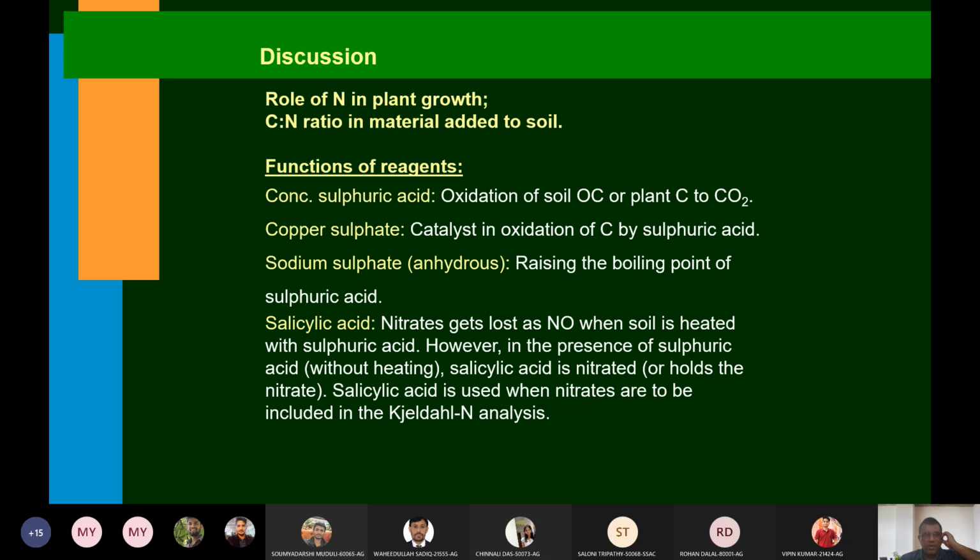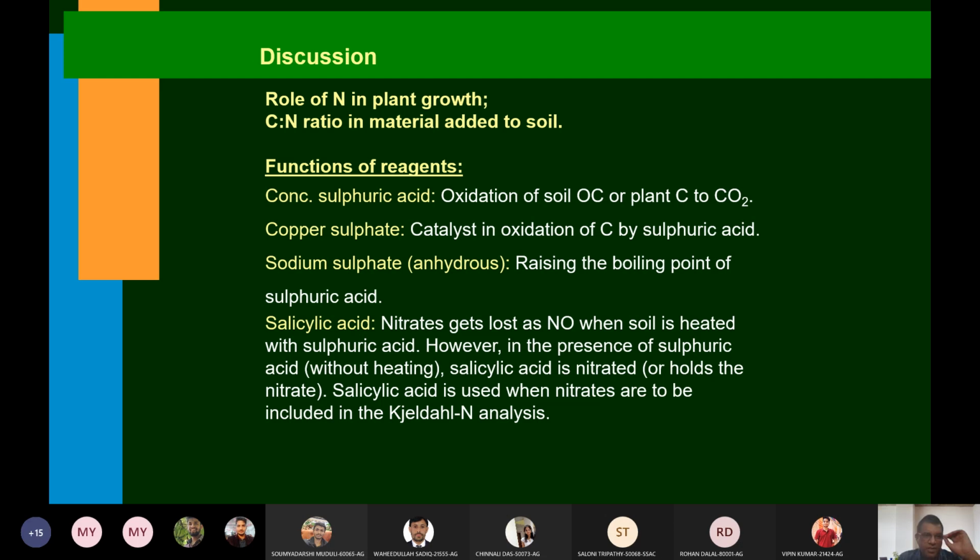Now, some points of discussion. The role of nitrogen in plants: most of you understand that it is important for the synthesis of chlorophyll, proteins, vitamins, etc. The C:N ratio in materials added, I discussed sometimes in some other courses also. Somebody will teach you this part again, the carbon-nitrogen ratio and its significance, particularly when you are taught organic matter. That time you will get this knowledge.